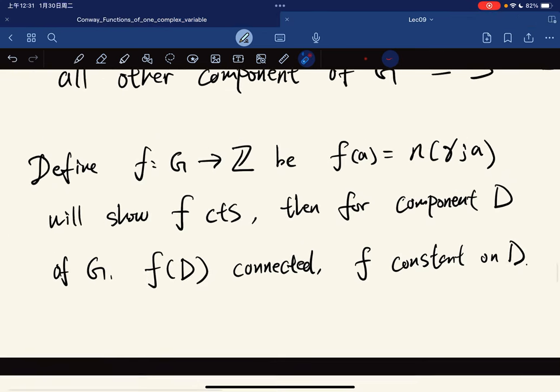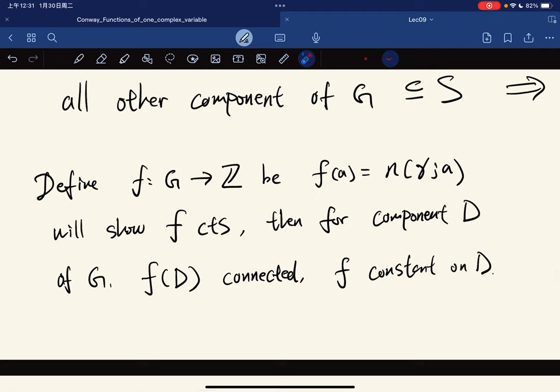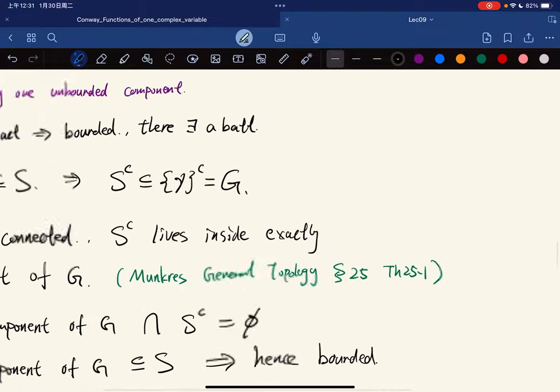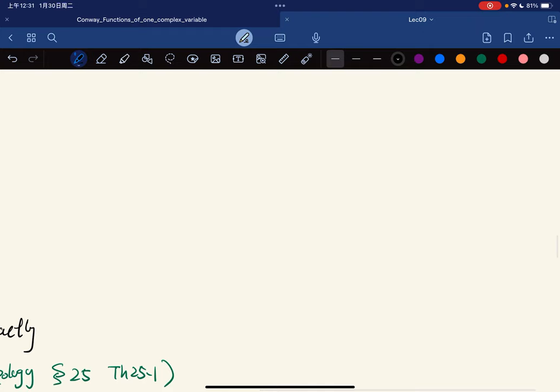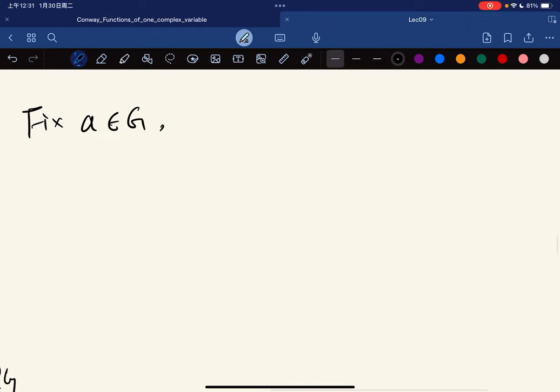Right? Which is exactly what we want. So the only thing remaining to show is that F is continuous. Okay? So we want to show that F is continuous. Well, first, we fix a point A and G. Okay? And we let R to be the distance between A and the trace.